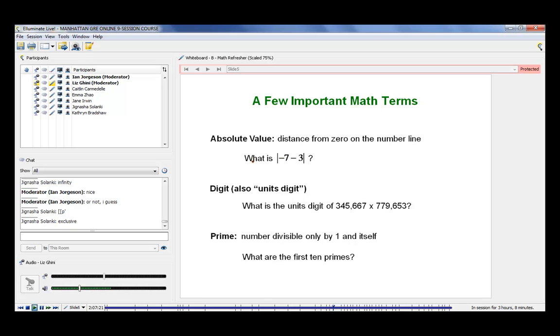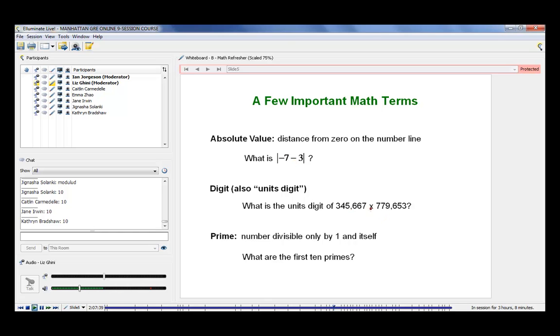Everybody knows absolute value? Okay. Smile at me if you're familiar with absolute value. And if you are, just answer this. What's -7 minus 3? What's the absolute value of this? Good, yeah, because it's -10, you take the absolute value, -10 gets 10.